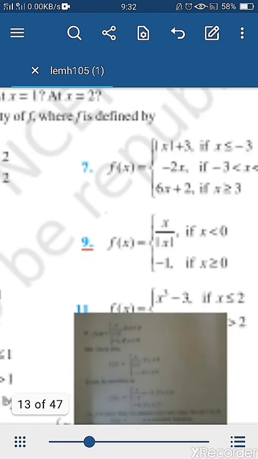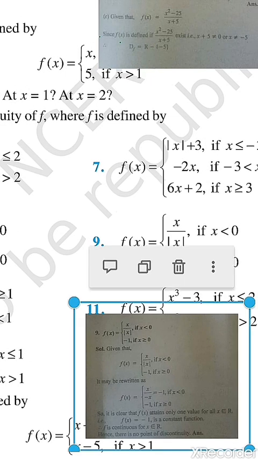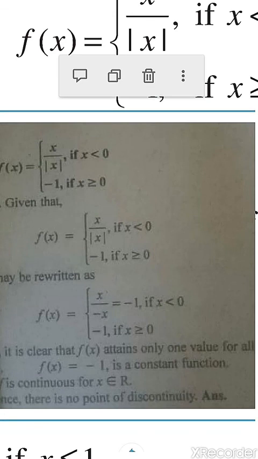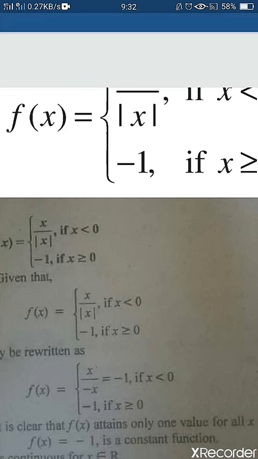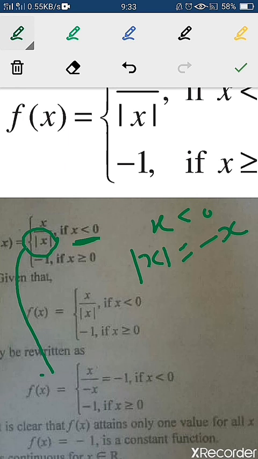Now let's come to question number 9. In the question number 9, f of x is equals to x upon modulus of x when x is less than 0. It is equals to minus 1 when x is greater than or equals to 0. So here if you clearly see x is less than 0, why modulus is given here? If x is less than 0, we know that according to definition of modulus of x, if x is less than 0, then modulus of x is equals to minus x.